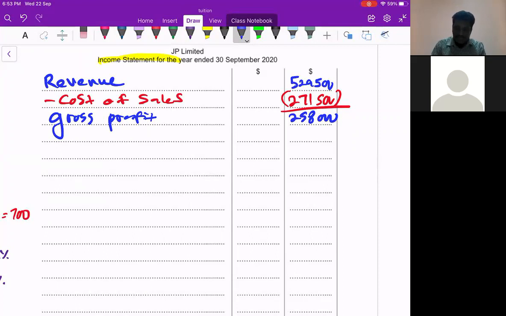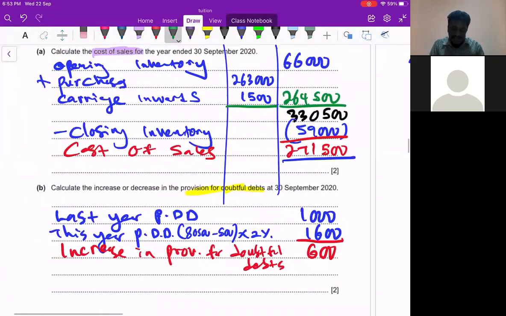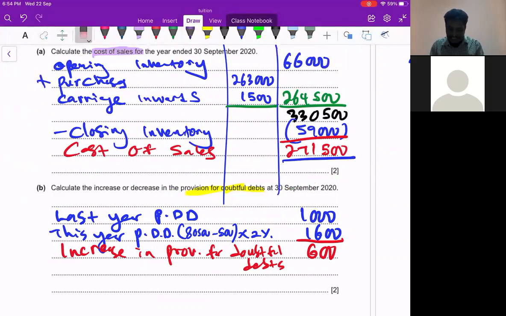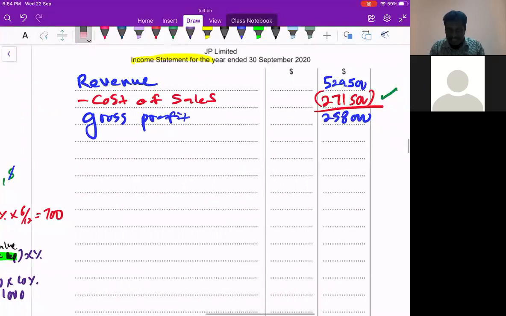But actually, I checked the marking scheme. The marking scheme gives you only 1 mark. So if we just write the total or write the working, we still get the same thing. Since in question A we already showed how we calculate the cost of sales, you can just write the answer for cost of sales here. You can do this, but it's not advisable. My personal advice is just do again the opening inventory. The marking scheme gives only 1 mark for this, so you take the answer right here. But in the exam, if you ask me, just do again.